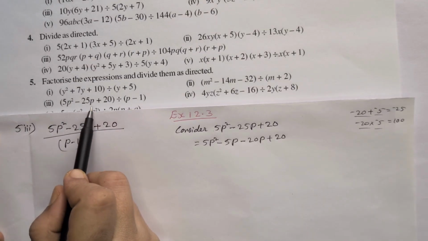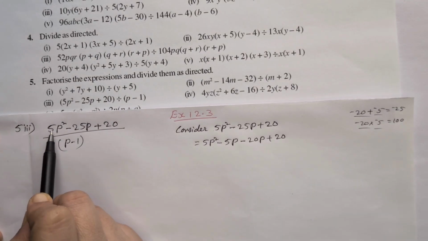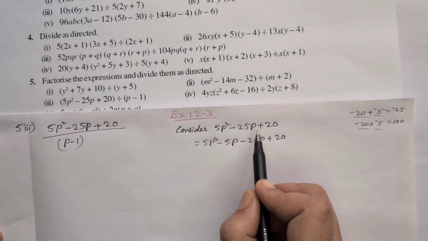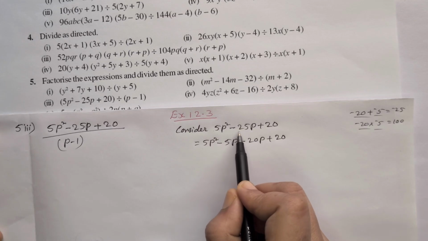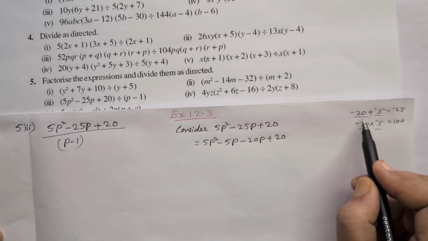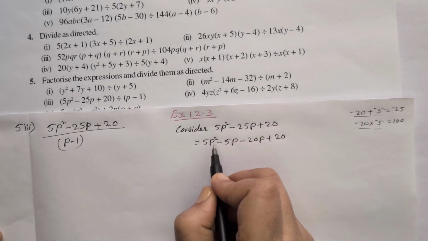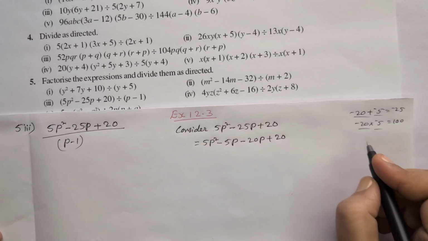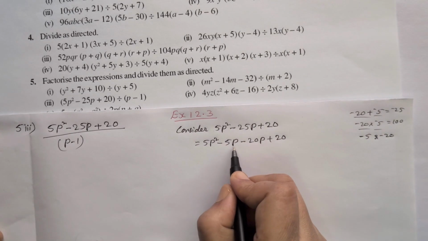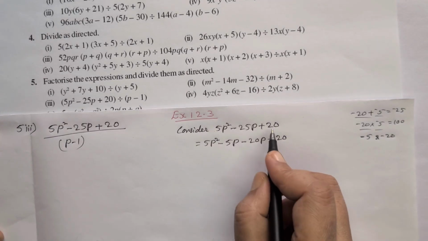The third one: 5p square minus 25p plus 20 in the numerator, divided by p minus 1. Consider this expression. By splitting the middle term, we have to find two numbers such that the sum is minus 25 and the product is 5 into 20, 100. So the numbers are minus 20 and minus 5. So we can rewrite that as 5p square minus 5p minus 20p plus 20, splitting the middle term.